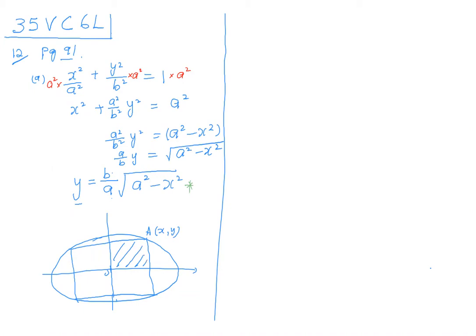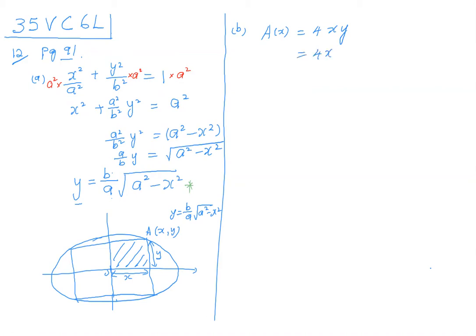So area of a rectangle: here to here is X, and here to here is Y. And it lies on the ellipse, so your Y will be equal to B over A square root of A squared minus X squared. So area will be 4 times the area of a small rectangle, so it will be 4x, and you replace.